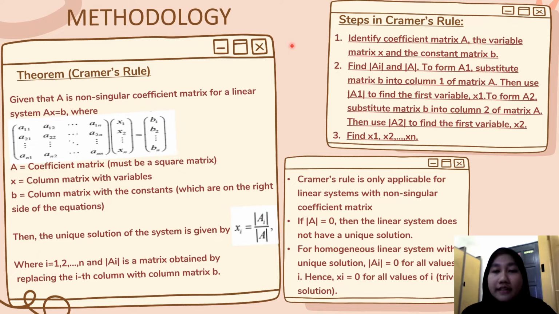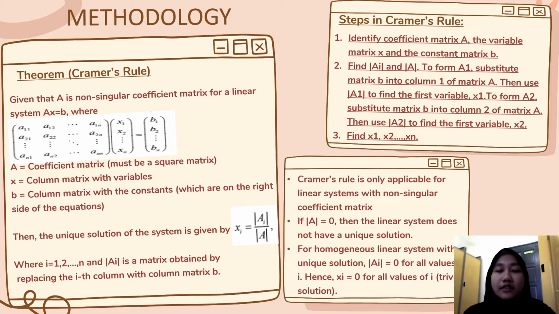So, lastly, we find X1. To find X1, we use this solution: X1 equals determinant of A1 divided by determinant of A. It is the same to find X2, X3 and so on.